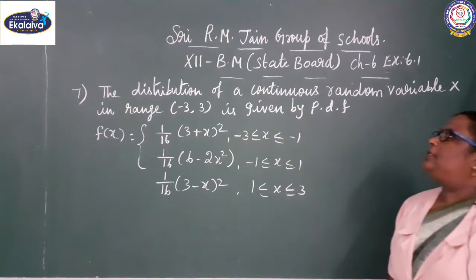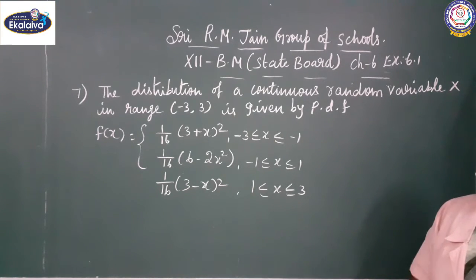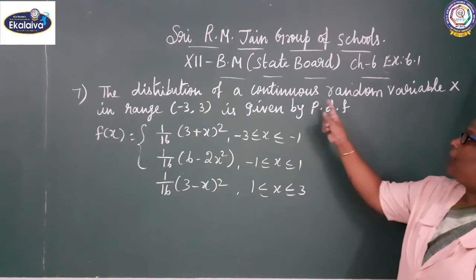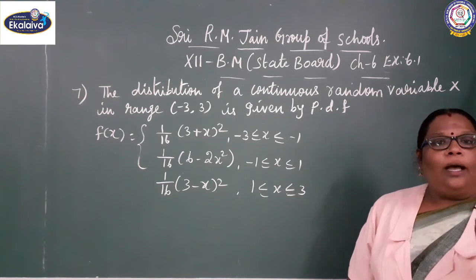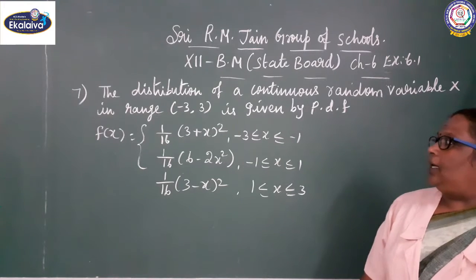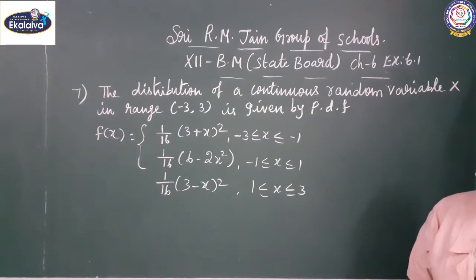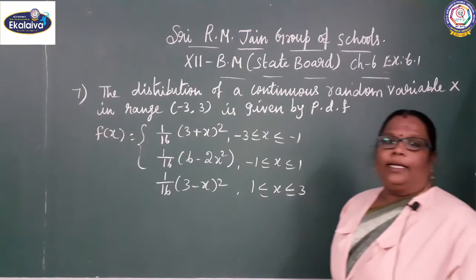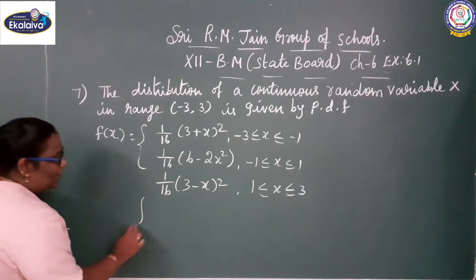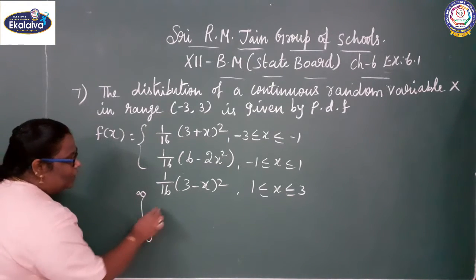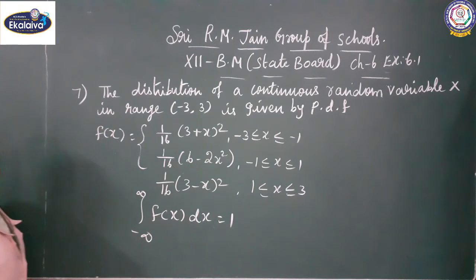This is 12th standard business maths, chapter 6, exercise 6.1, 7th sum, the distribution of the continuous random variable in range. They are given the range as minus 3 to 3 is given by a probability density function. That is a PDF function, probability density function. What is the formula for probability density function? Integral minus infinity to infinity f of x dx equal to 1.